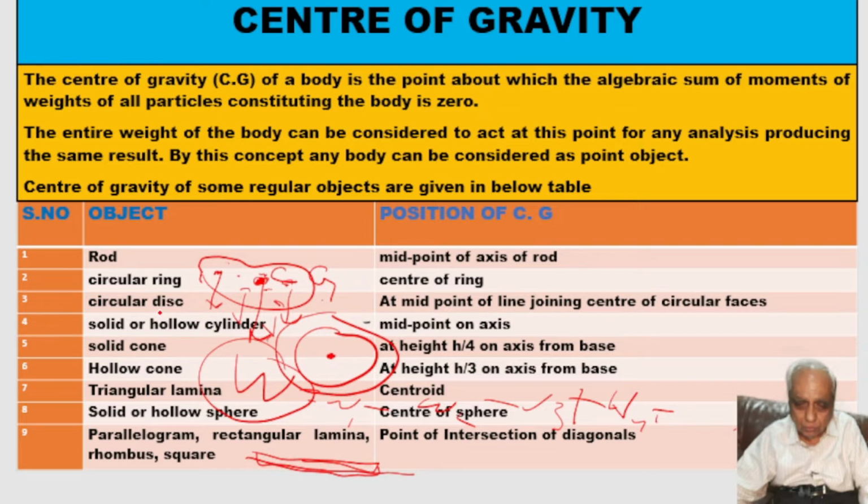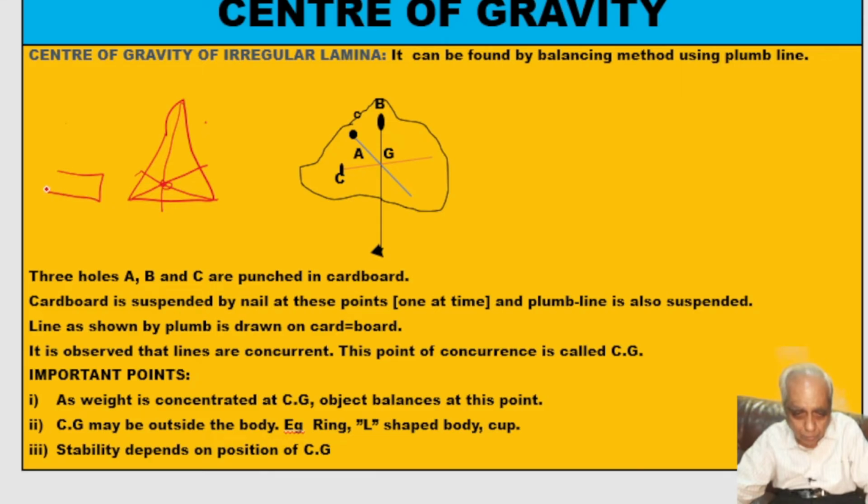Similarly, center of gravity of various bodies are given. Solid or hollow cylinder will be midpoint on the axis. Solid cone, this you have to learn, is at height h by 4 from the base. So, if this is the cone, so this is the central axis. So this distance is h upon 4. If it is hollow cone, it is h upon 3. Parallelogram, square, rhombus, it is the point of intersection of diagonals.